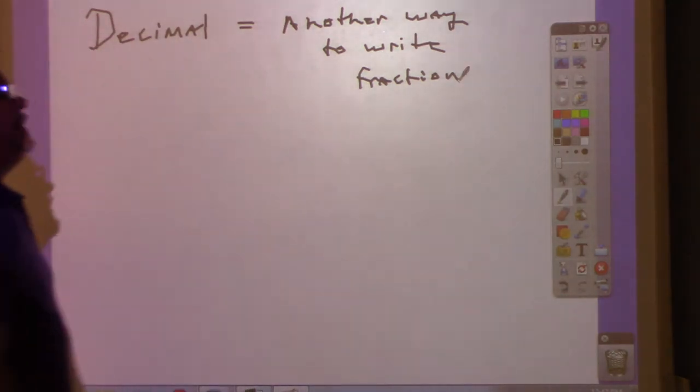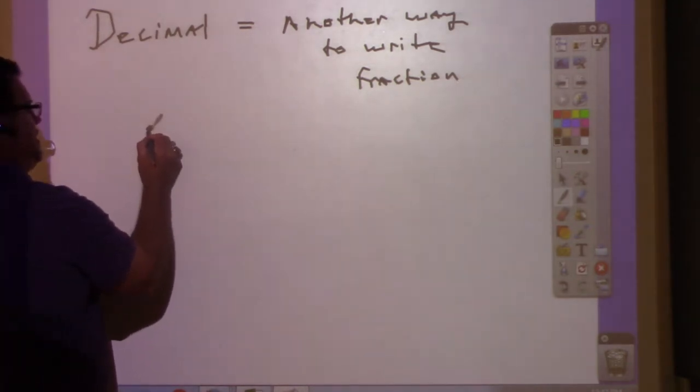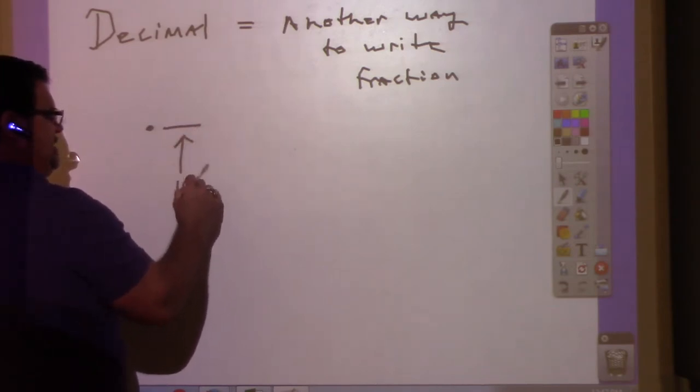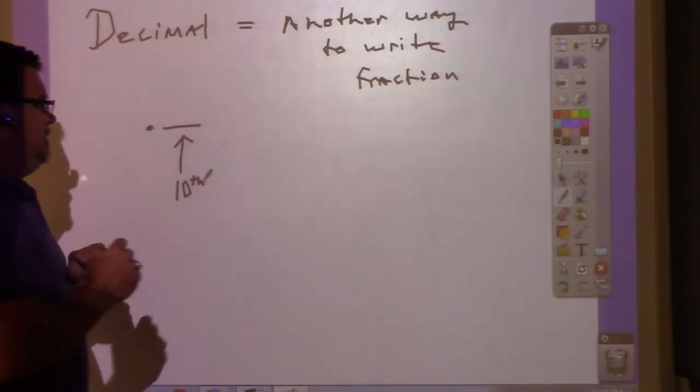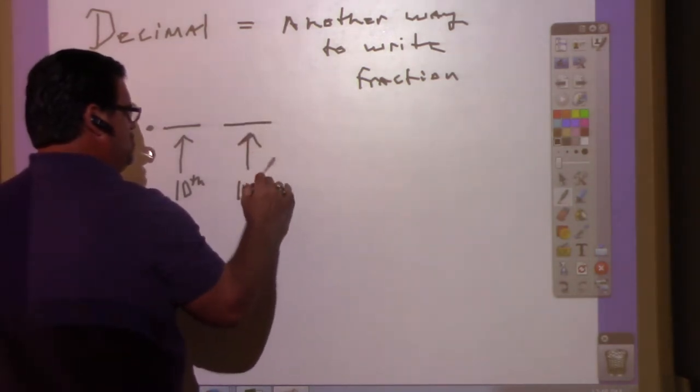Another way to write a fraction, and the best way to show you is with something over 10. Because the decimal values, if here's the decimal, what's this first decimal value right there? That's the 10th place. And what's beside it? 100th. And so on.